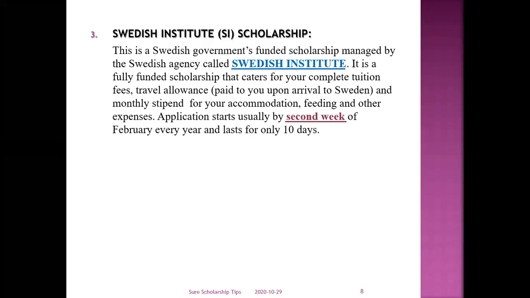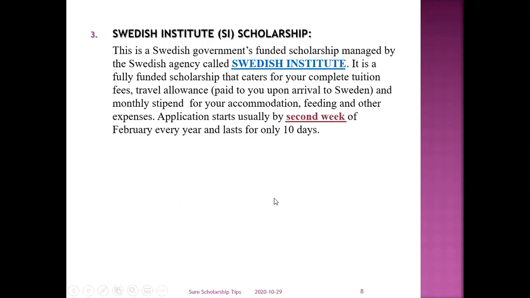And I must tell you, the monthly stipend is enough to cater for your accommodation, feeding, your basic expenses, and at the end, you will still have some savings. I am telling you this out of experience. It is more than enough to take care of you and also have some for savings.